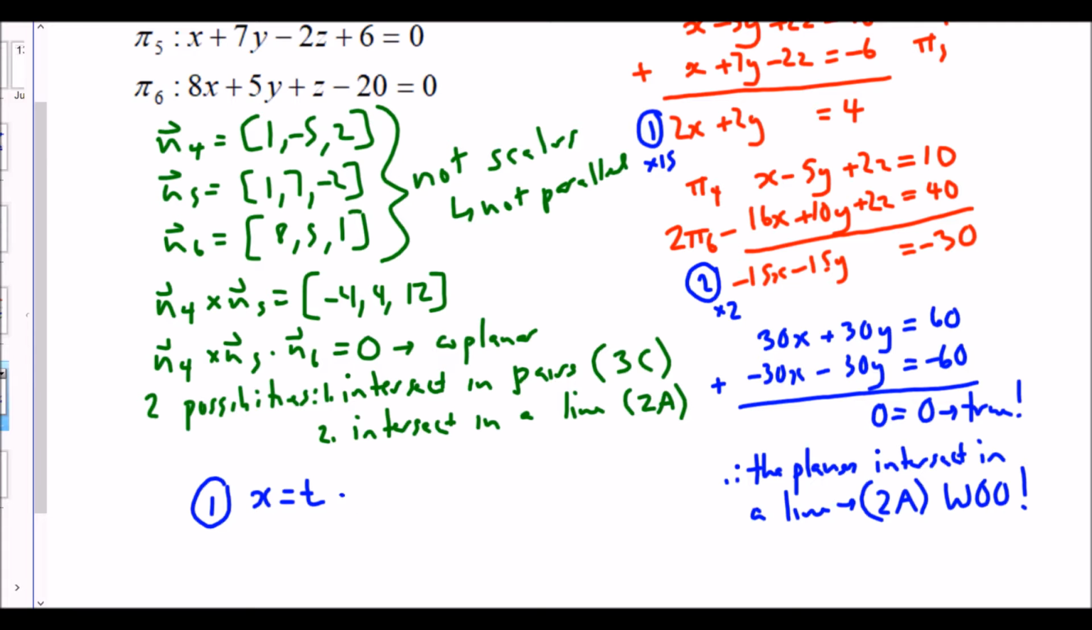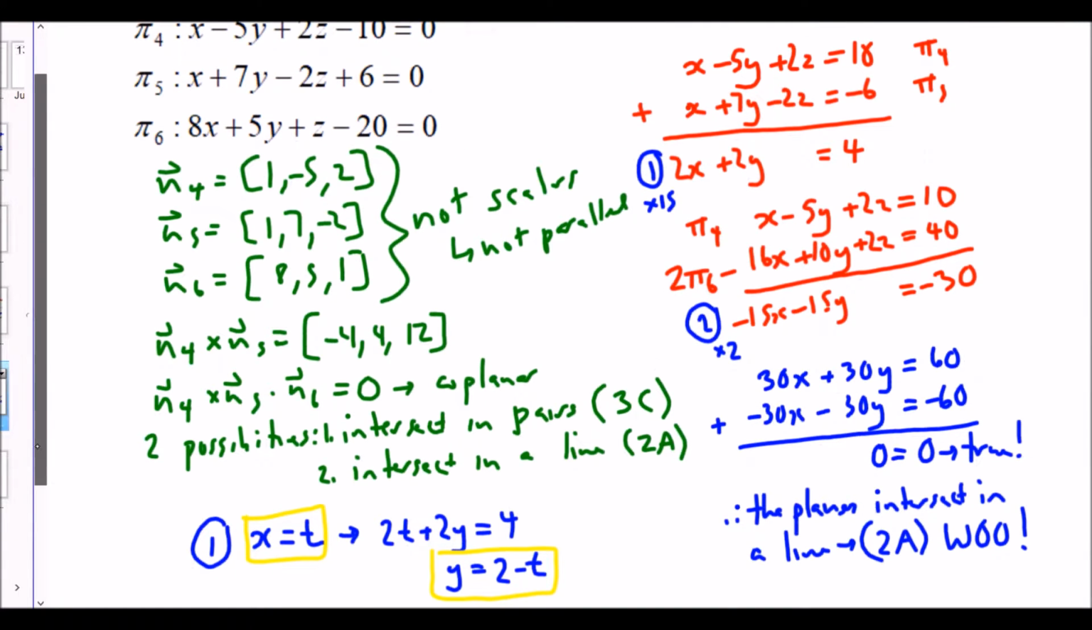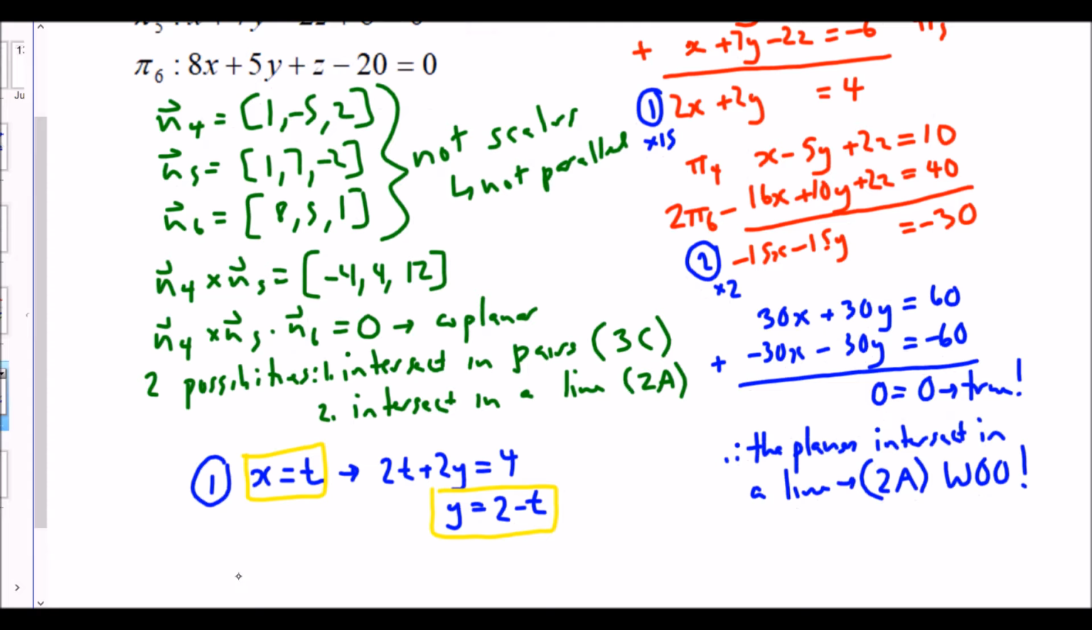I'm going to take my equation 1, and I'm going to let x equals t. All right, well what do I have then? I will have 2t plus 2y is equal to 4. So y is equal to, I'm going to do a little bit of fast math here, I hope you don't mind, 2 minus t. All right, so I've got this, x equals t, y equals 2 minus t, and then I'm going to substitute this into one of my other equations here. Let's substitute it into plane 4.